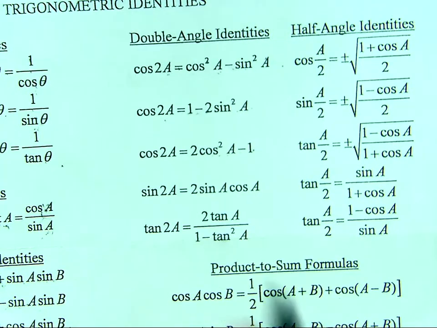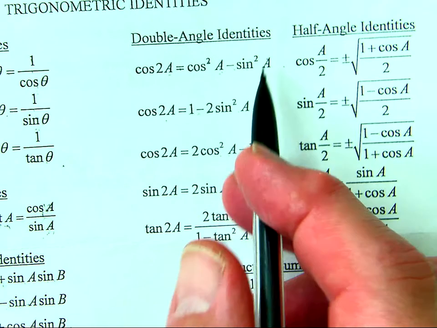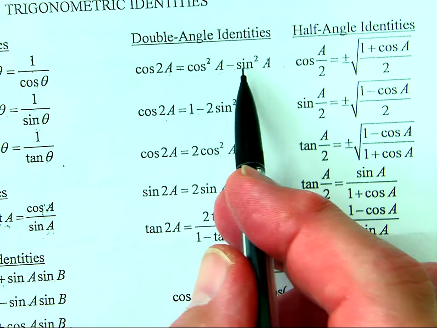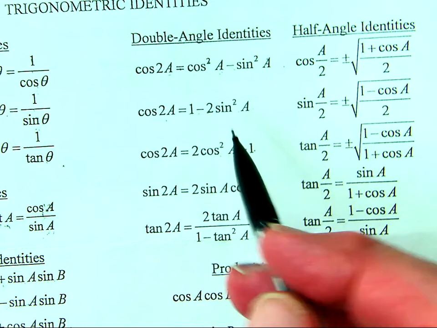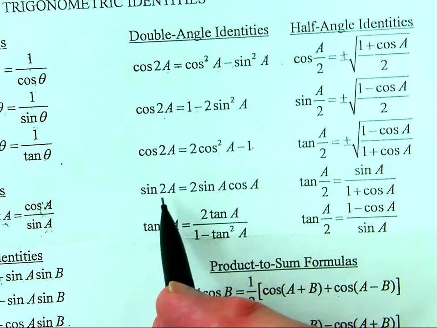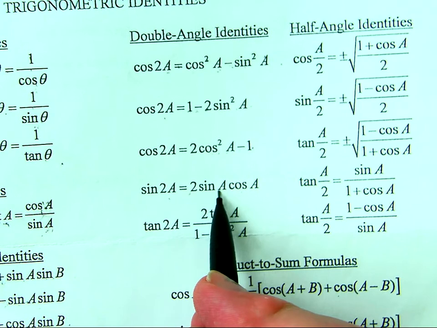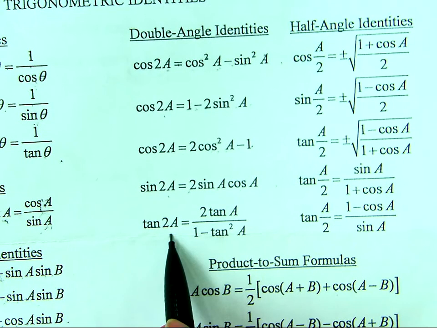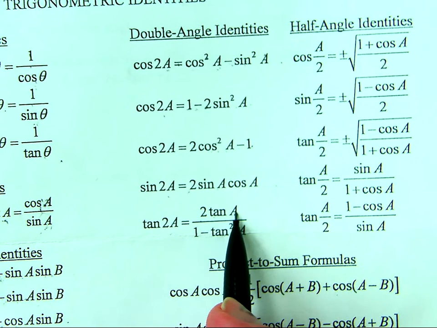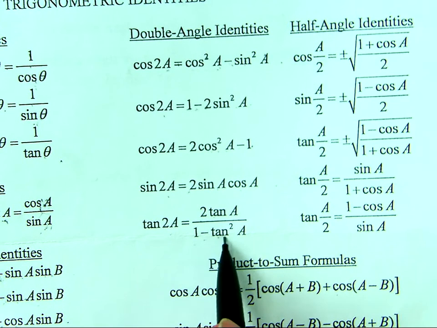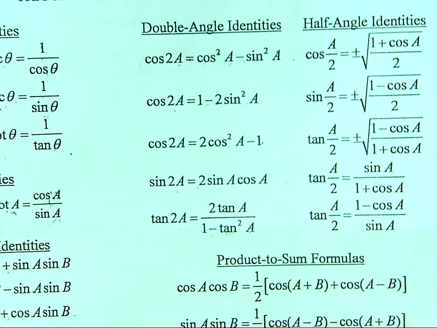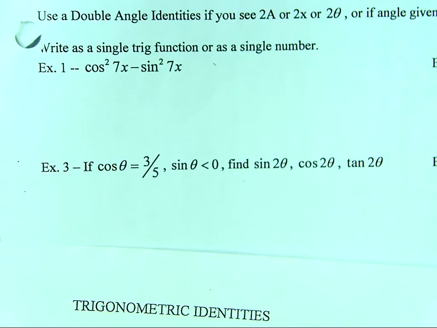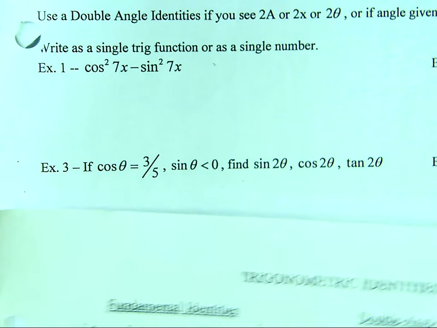For sine, and these all came from, actually, if you took the cosine of a plus b, only made it a plus a, that's where these come from. The sine of 2a is 2 times the sine of a times the cosine a. And the tangent of 2a is 2 times the tangent a on top, on the bottom 1 minus tangent squared a. Again, all of these came from just taking the sum and difference ones we just did and making it a plus a instead of a plus b. Okay? So, I'm going to use that identity sheet a lot again.